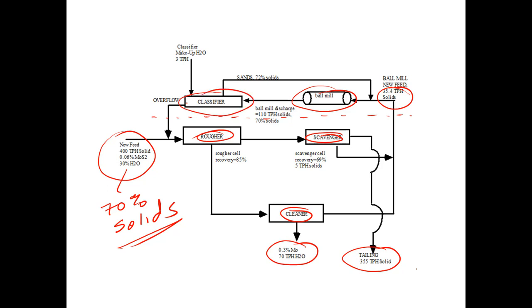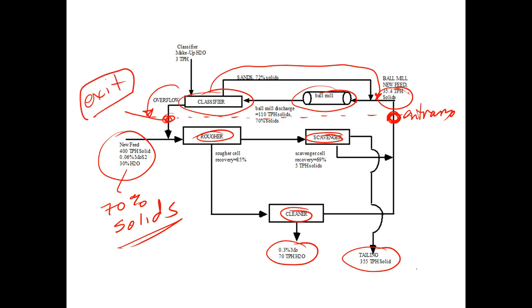There's a classifier after the ball mill, and the classifier does exactly what the name implies. It classifies the particles in terms of size. Those particles that are too large are recirculated into the ball mill for further regrinding. Those that are small enough to be recovered go to the overflow. Key point here is that there's really only one solid flow into the ball mill. So this is an entrance, let's call it. And there's only one flow out. This is an exit.